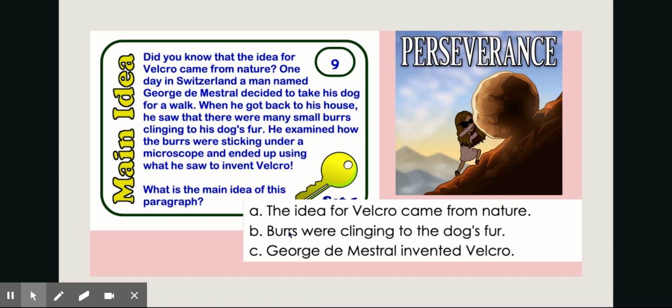And if you're wondering, what's a burr? It's like a picker. You probably have stepped on one if you were playing in the grass, and they stick to your clothes. You could also Google burr just so you know what it is. Let's look at the main idea choices. The idea for Velcro came from nature. That's A. B, burrs were clinging to the dog's fur. Or C, George de Mestral invented Velcro. So think about what's the topic and what's the main idea for this reading. I'll give you a second.